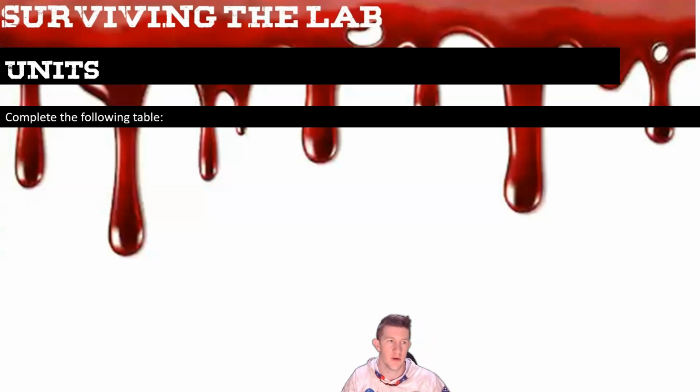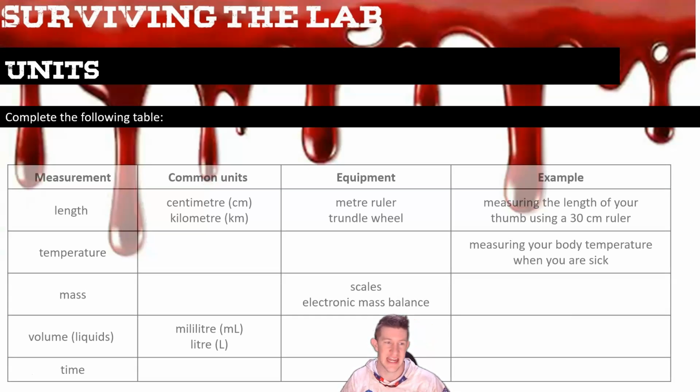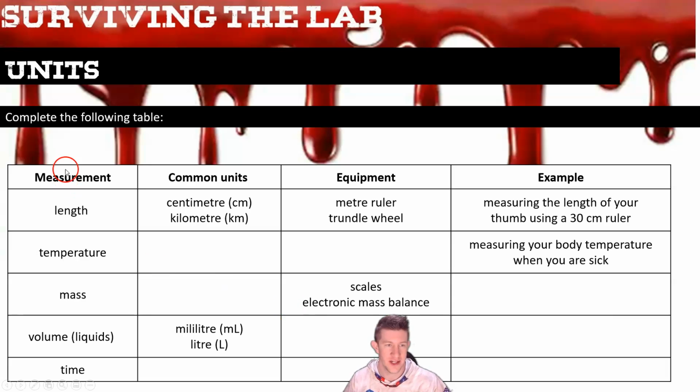Okay, so now I want you to complete the following table. I've given you what we're measuring. I've given you an example, so the common unit that we use, such as the centimetre or the kilometre, the equipment that we would use to measure it, and an example of something that you would measure of that kind of length. So I want you to complete the table. So either create this table in a Word document on your computer or write it by hand in your book, but pause the video and fill out this table here.